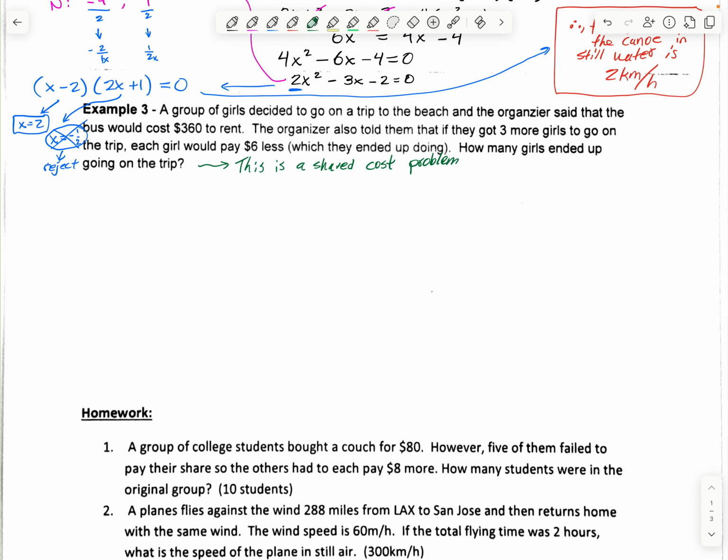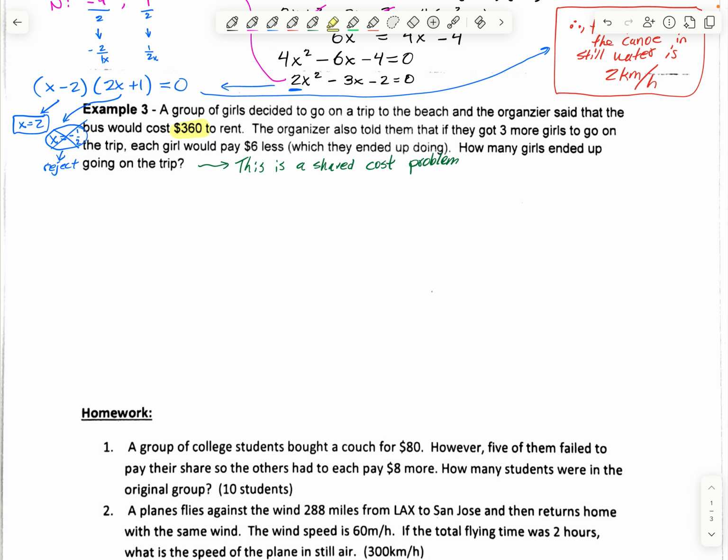Okay, so the important thing that stays the same is the total bus cost, right? The $360 is, no matter how many girls go, it's going to cost a total of 360, right? What changes is the number of girls. And because of that, the cost per girl changes, right? So the more people go, the cost that one person pays will be less, but overall, you still have to cover that 360, right? It's total.